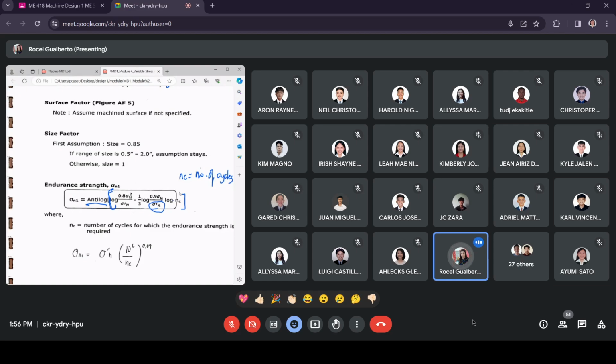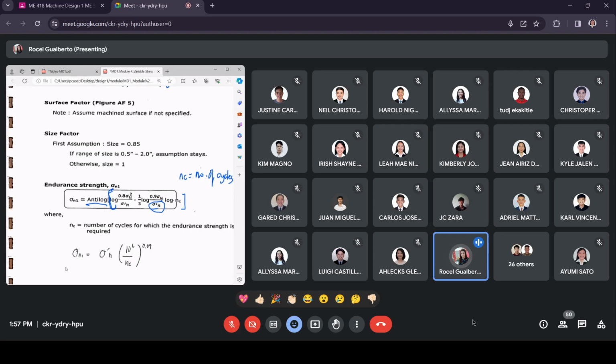Okay? So again, to simplify this, have this first. Simplify the one inside the parentheses. Then afterwards, you take the antilog of your answer. Okay? So that gives you the value of your sigma n1. So, you look at the equation for sigma n1, medyo mahaba yung equation natin. Okay? And then there is a shortcut version.